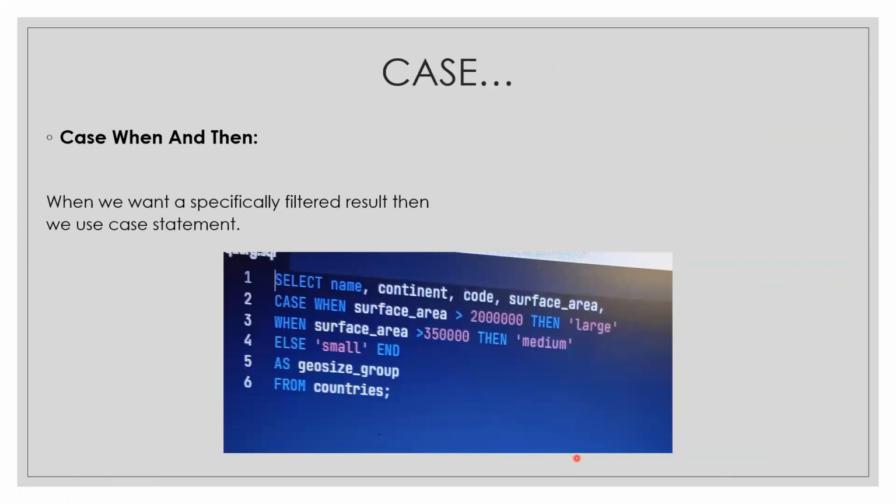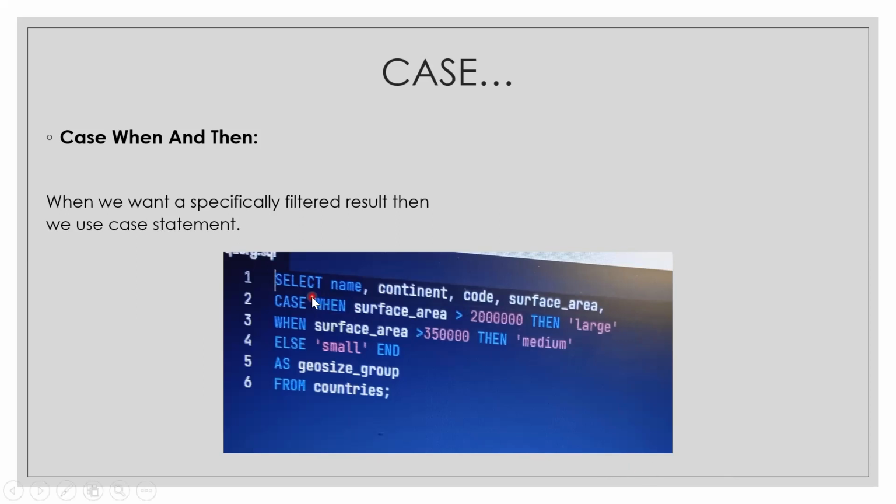Next is case, when, and then. When we want a specifically filtered result, we use the case statement, in which four keywords are used. The first one is case, the second one is when, the third one is then, and the fourth one is the end statement. Alias is optional in this case.